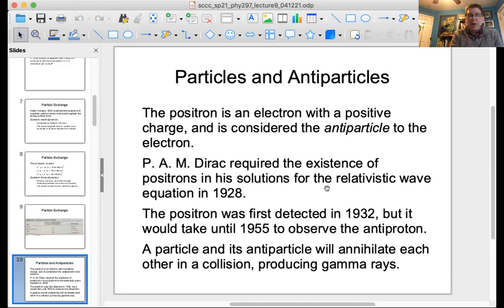So if a particle and its antiparticle collide with each other, they will annihilate each other. The masses will completely be converted into energy and produce gamma rays. So a matter-antimatter collision will result in the release of quite a bit of energy. Basically, all that mass instantaneously becomes energy. And so you have high energy gamma rays, high energy photons.